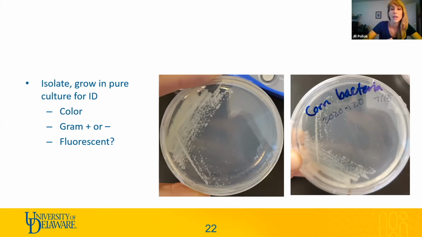And then I'll take a bacterial loop, which is just a wire loop, and stick it in the water and then streak it out on the Petri dish. Within a day or two, the bacteria will grow, and each one of these dots is a single bacterial colony. So that's a way to get a pure culture. From there, I can do other tests based on the color, if it fluoresces, or if the bacteria is gram-positive or negative, and I'll be able to tell what it is.